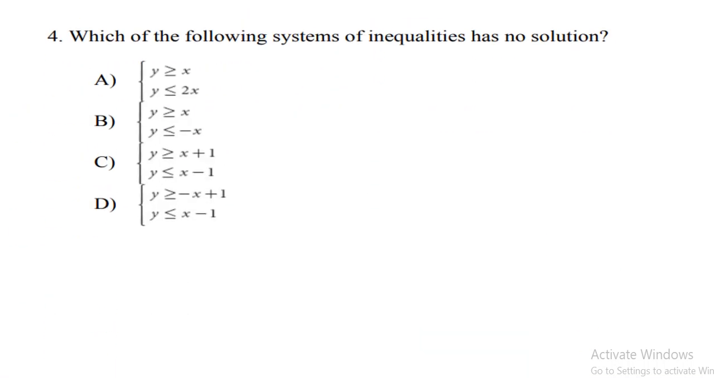So let's start with question number 4. This is question number 4. This is an inequality type question. Which of the following systems of inequalities has no solution? Here are some of the options.